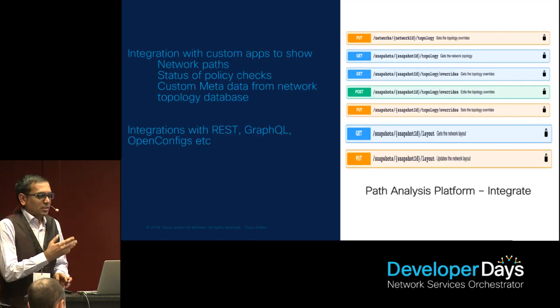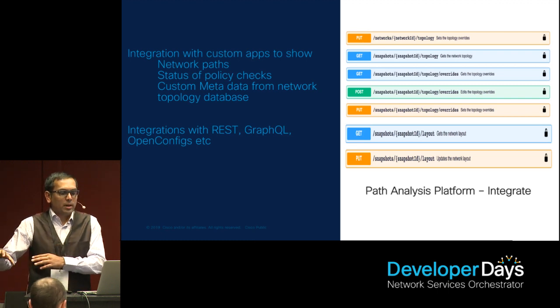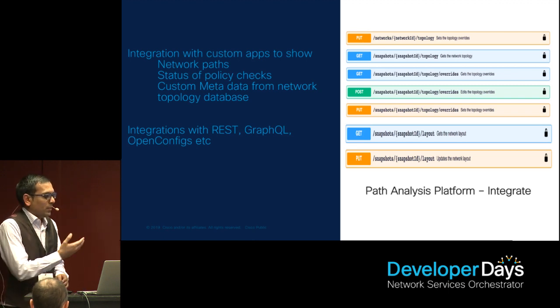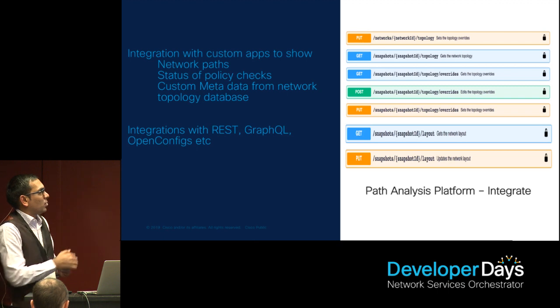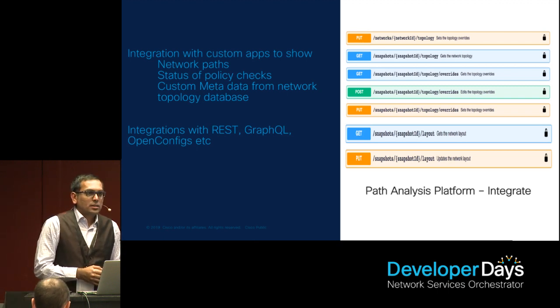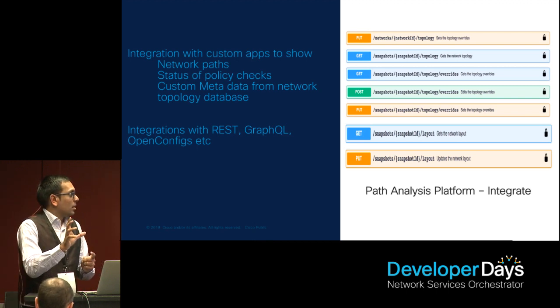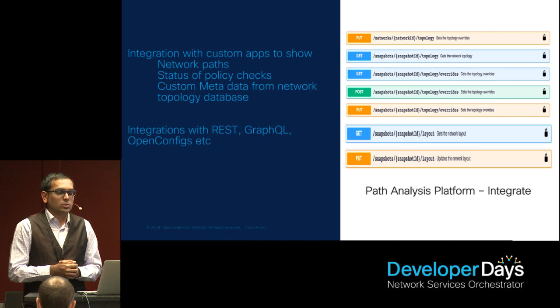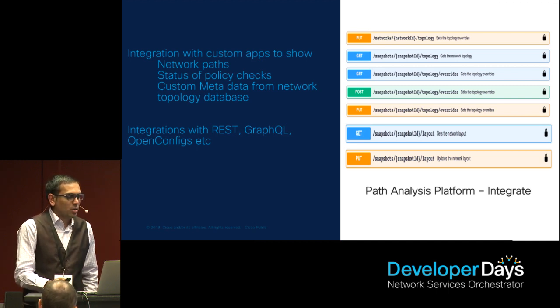So custom apps can be built on BPA, whose business logic would be embedded within the underlying BPA microservice. Integration with custom apps can show the network paths, the status of the policy checks, and custom metadata attached to the network. It can represent the various security zones that we saw earlier, and it can be updated into the topology database.